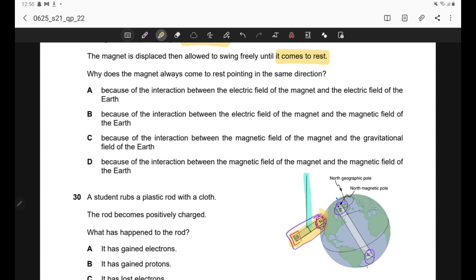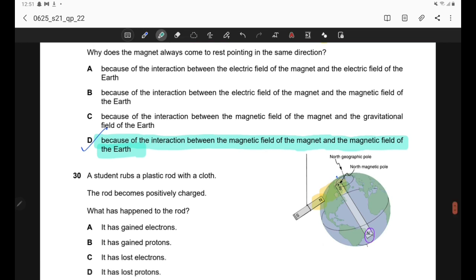So it is because of the interaction between the magnetic field of the bar magnet and the magnetic field of the earth. So the correct answer is option D, which says it is because of the interaction between the magnetic field of the magnet and the magnetic field of the earth. So when both the magnetic fields come together, one side will repel and the other side will attract.